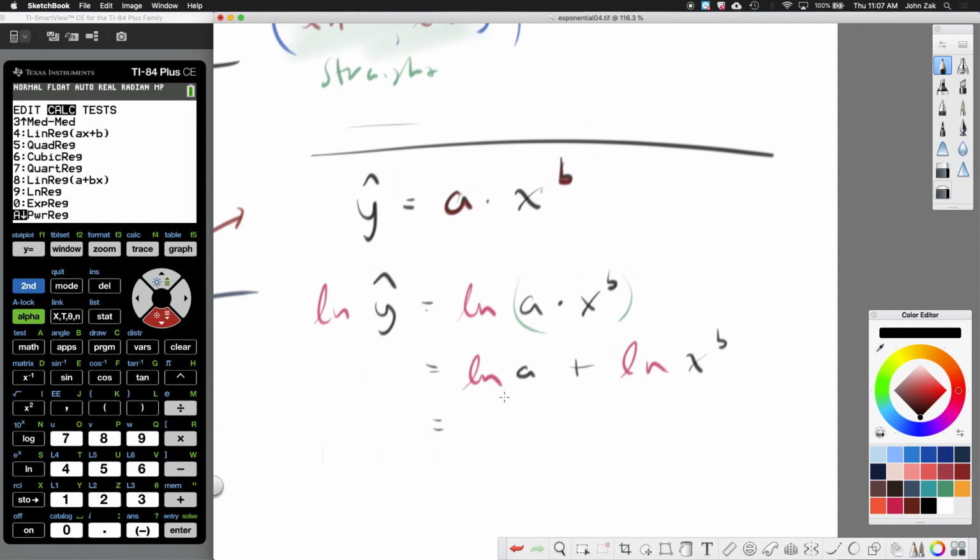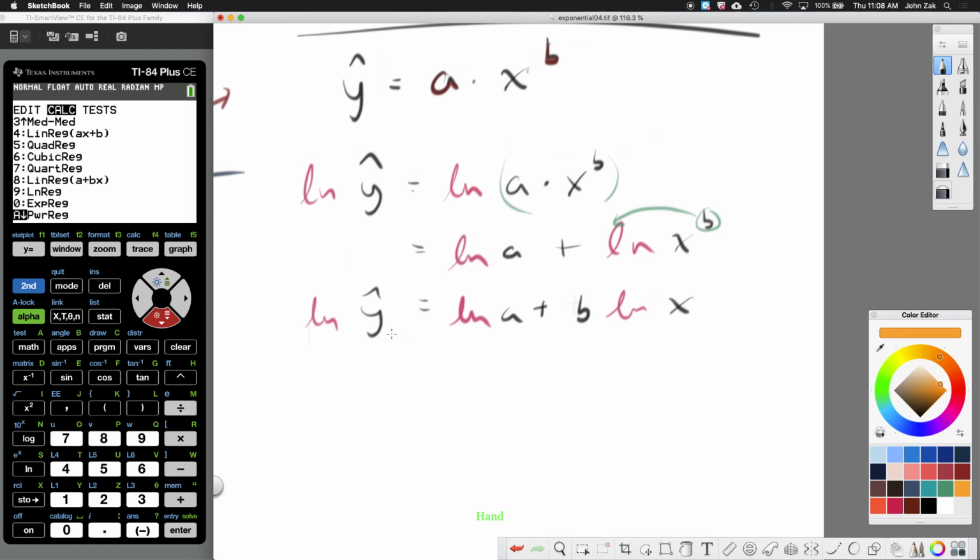Now, notice that for the natural log of x to the b, by applying the third law of logs, I can take this b and move it out to the front. So I could rewrite this as the natural log of a plus the natural log of just x, but now out front I can put that b. Let me make some space for myself here. There's plus, and I could put the b right there. And so let's take a look. Here I had the natural log of y hat equals the natural log of a plus b times the natural log of x. Well, let's think about this.